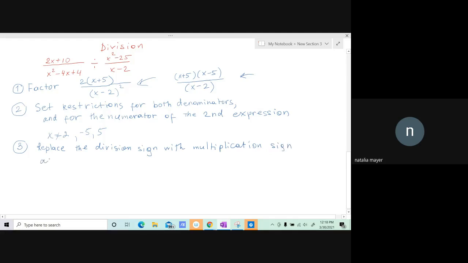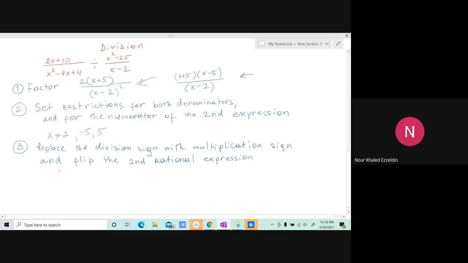What do we do next if we are already replacing division with multiplication, guys? Flip what? The term. Which one? The second rational expression, which is the second fraction, right? The second rational expression. So let's do it.